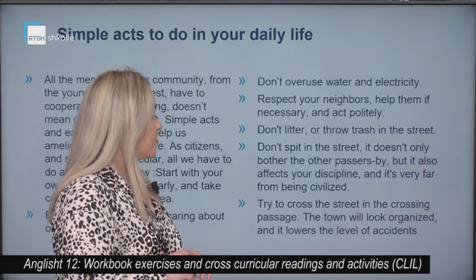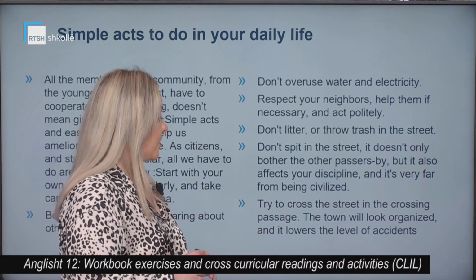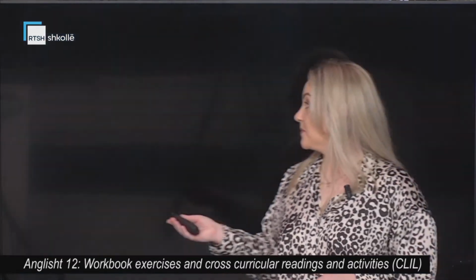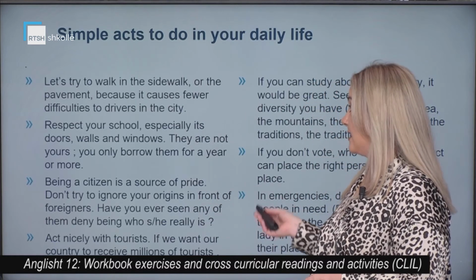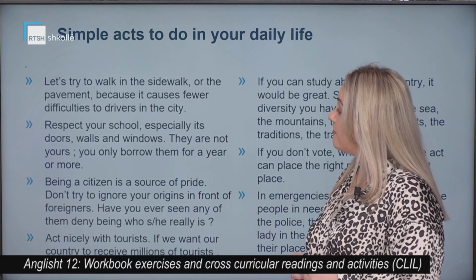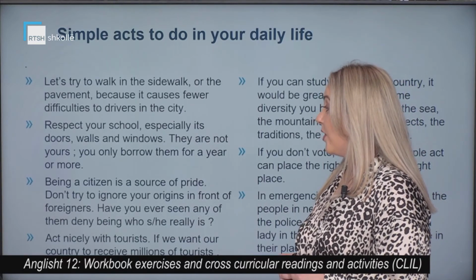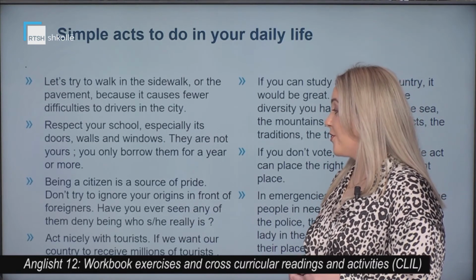Try to cross the street in the crossing passage. The town will look organized and it lowers the level of accidents. Also, let's try to walk on the sidewalk or the pavement because it causes fewer difficulties to drivers in the city. Respect your school, especially its doors, walls, and windows. They are not yours. You only borrow them for a year or more.